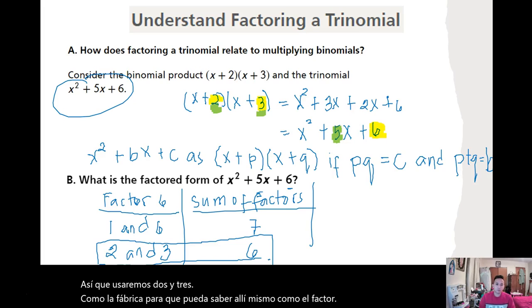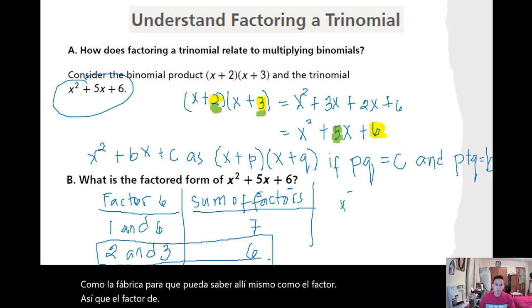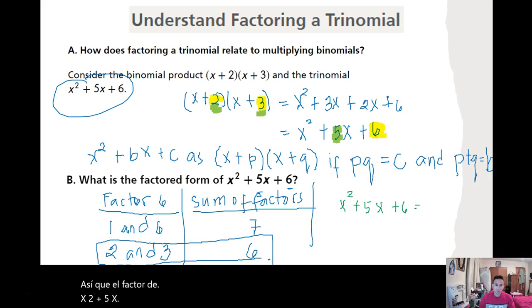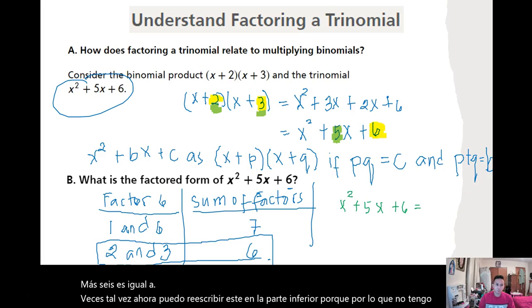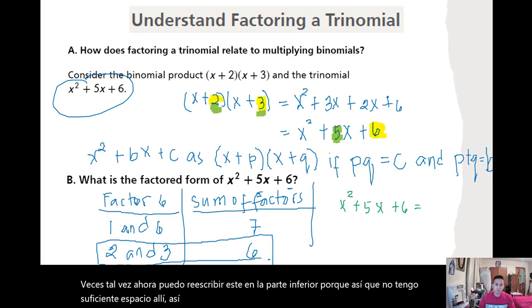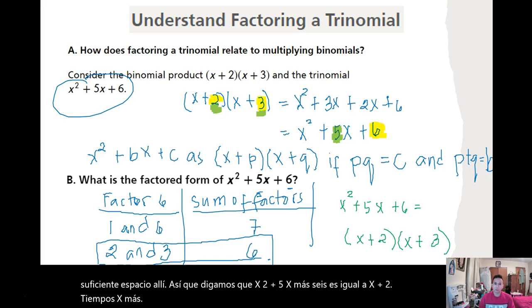So the factored form of x squared plus 5x plus 6 is equal to x plus 2 times x plus 3. I rewrite this one in the lower part because I don't have enough space there. If you add 2 plus 3, it's the middle term in the trinomial, which is 5. And 2 times 3 is equivalent to 6.